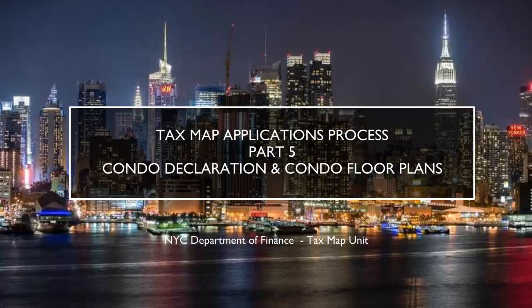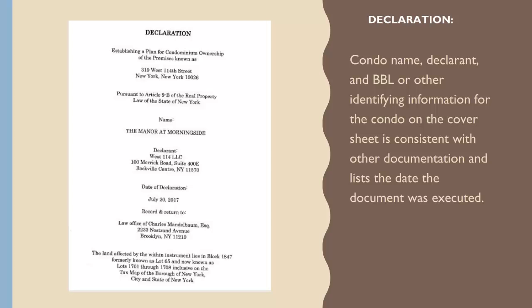Tax Map Application Process Part 5, Condo Declaration and Condo Floor Plans. Declaration. Condo name, declarant and BBL or other identifying information for the condo on the cover sheet is consistent with the other documentation and lists the date the document was executed.